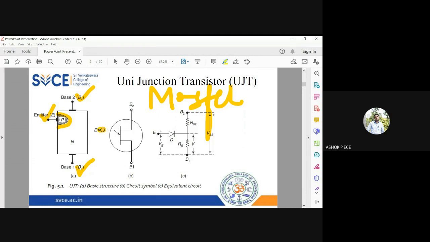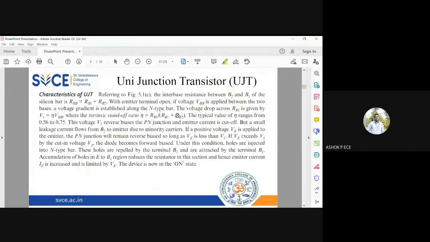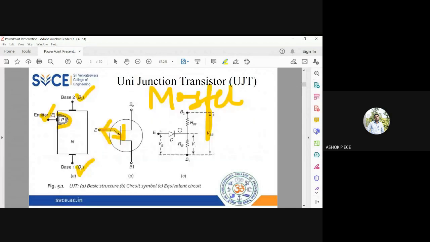So emitter is bent, and this arrow mark indicates the direction of flow of conventional current, which means that the electronic current will flow away from the emitter. Conventional current is flowing into the emitter, so the electronic current will be flowing away from the emitter. So understand this concept very well. And the equivalent circuit for UJT is given.